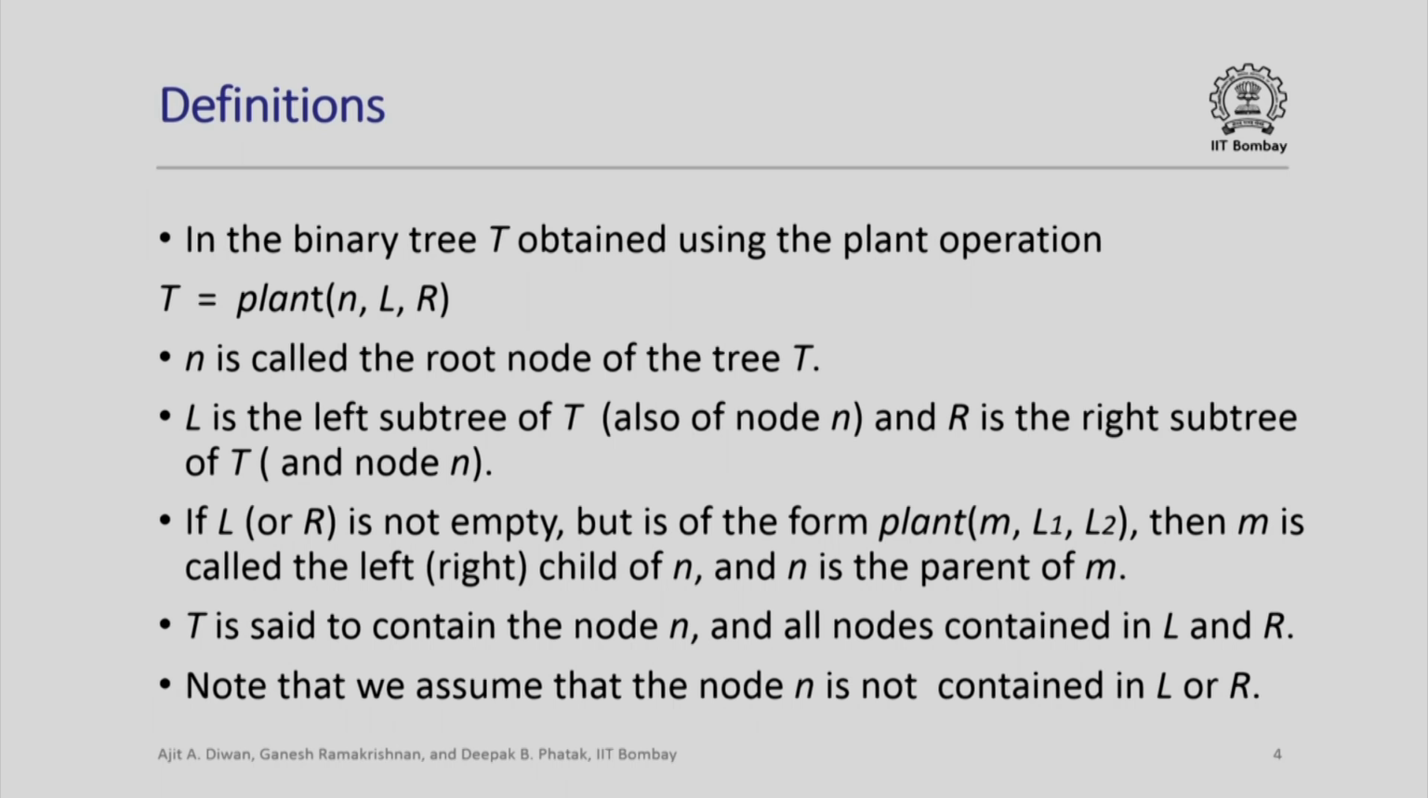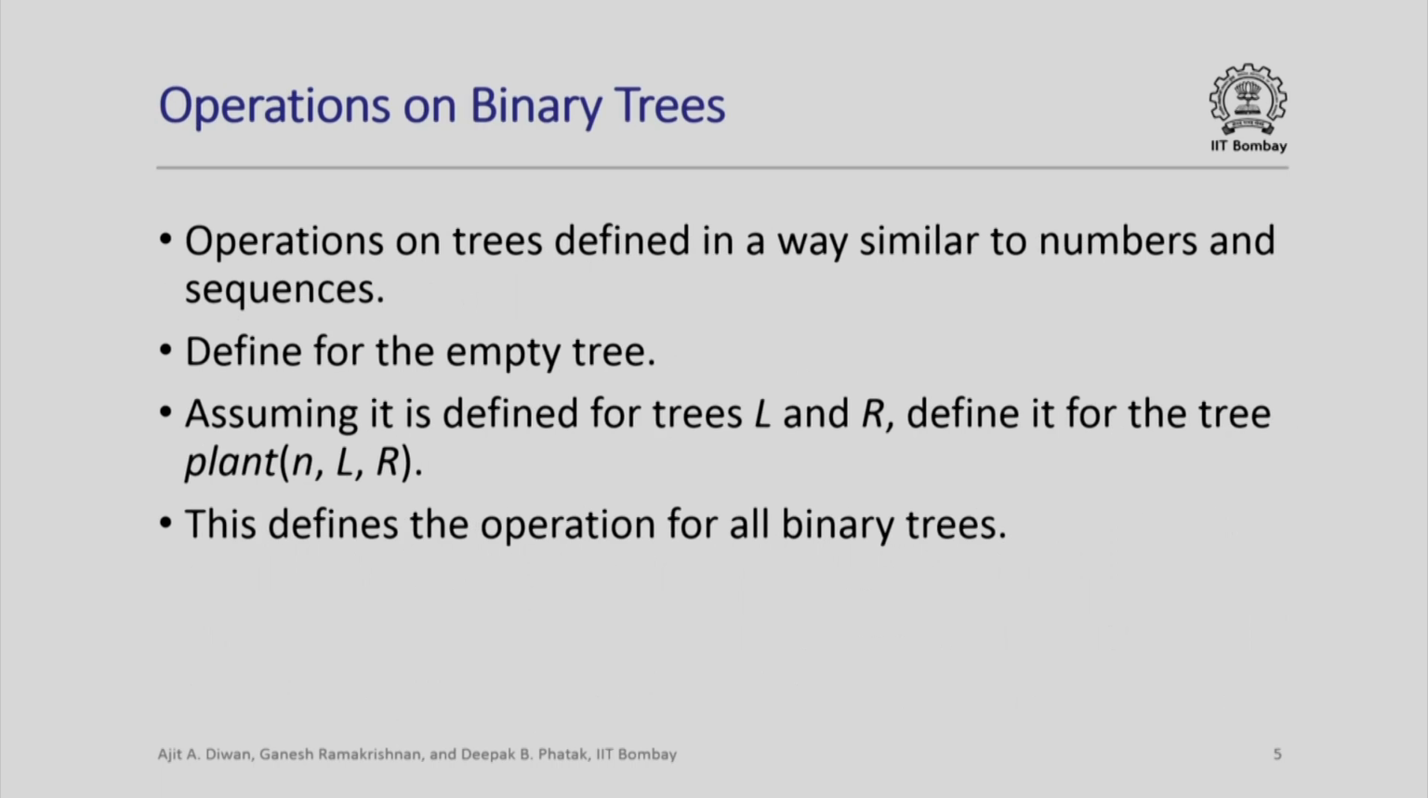So T can also be thought of as consisting of a set of nodes: its root node and the nodes that are contained in the left and right subtree. Note that when we build a tree using the plant operation, we assume that the node N is a new node which is not contained in the two existing trees L and R. So we take a new node and two existing trees and plant them at node N, make L the left subtree and R the right subtree.